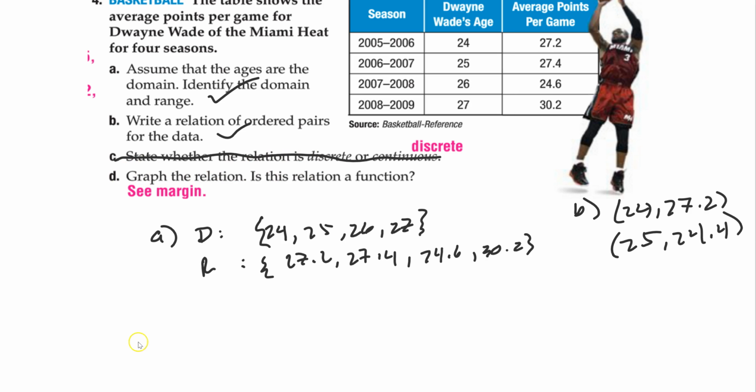Okay, so D, graph the relation and say if it is a function. Actually, I don't need to graph it. I know it's a function. All the x's are different, right? The domain doesn't double, so it's a function. But we'll graph it to make them happy.